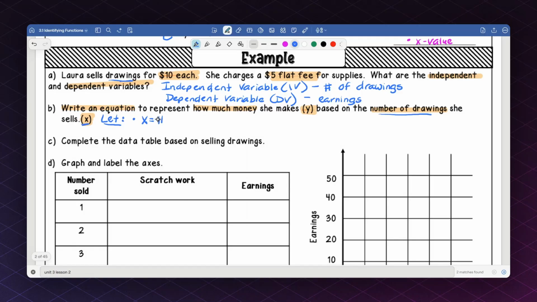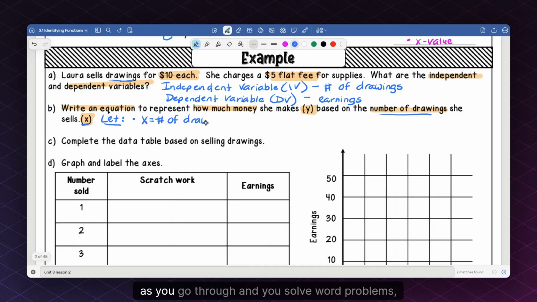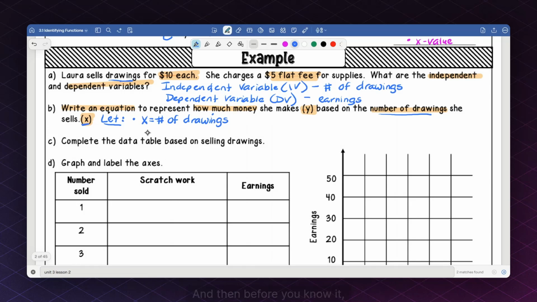Okay. The reason that I'm going to write this down is because as you go through and you solve word problems, it's very easy to forget what your x and your y stand for. Even if it says it in the problem, it's very easy to forget what it stands for. And then before you know it, you're just doing kind of stuff willy-nilly, not really knowing why you're picking this number or that number.